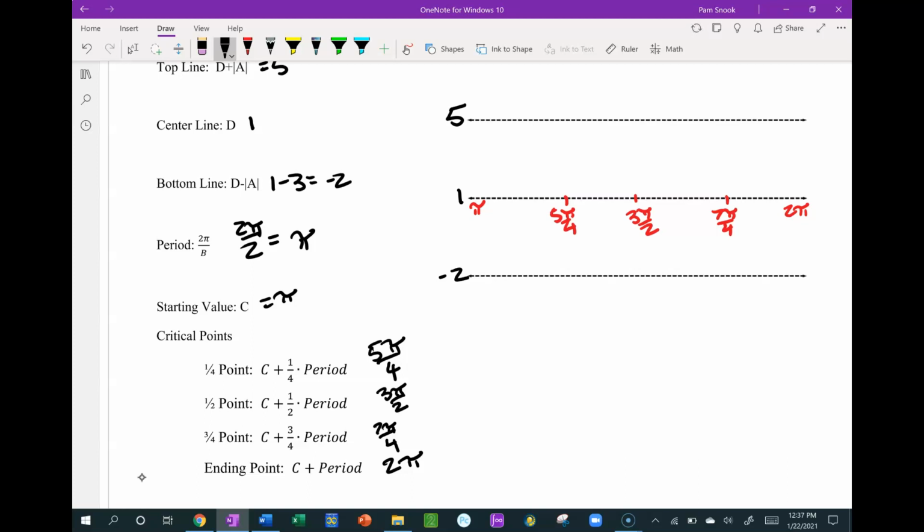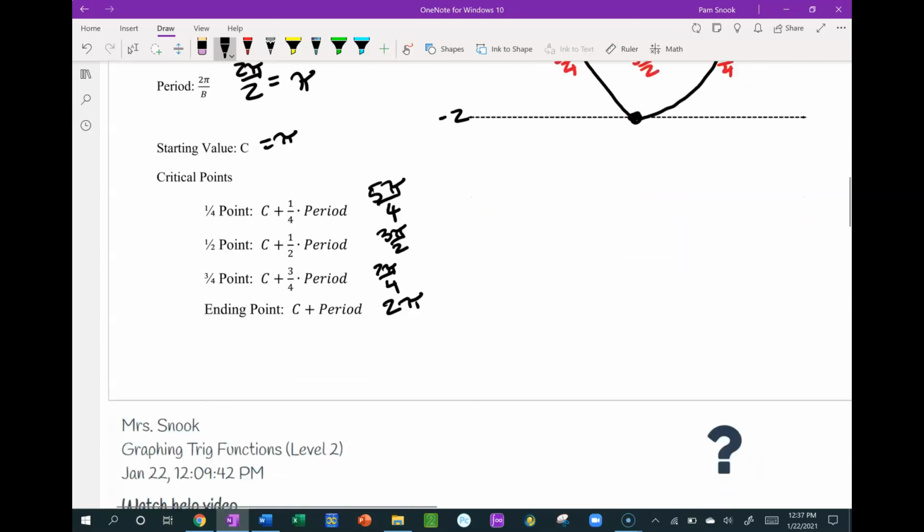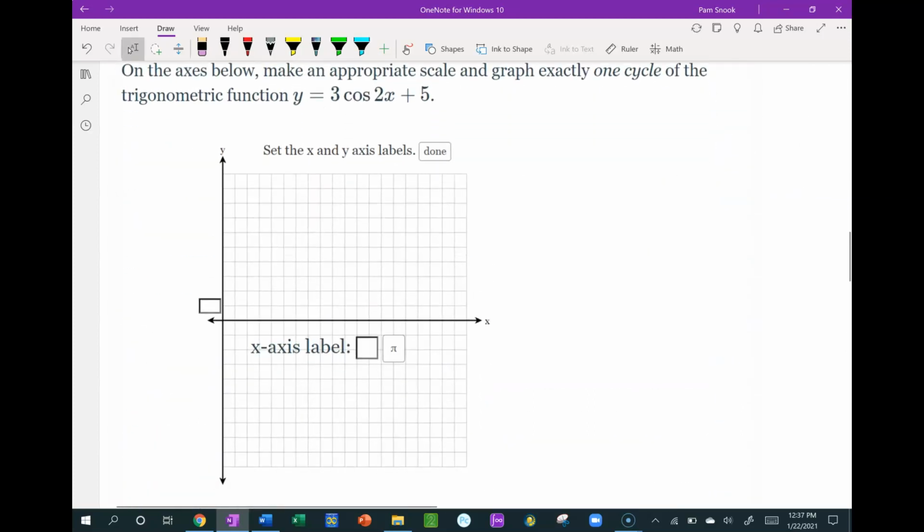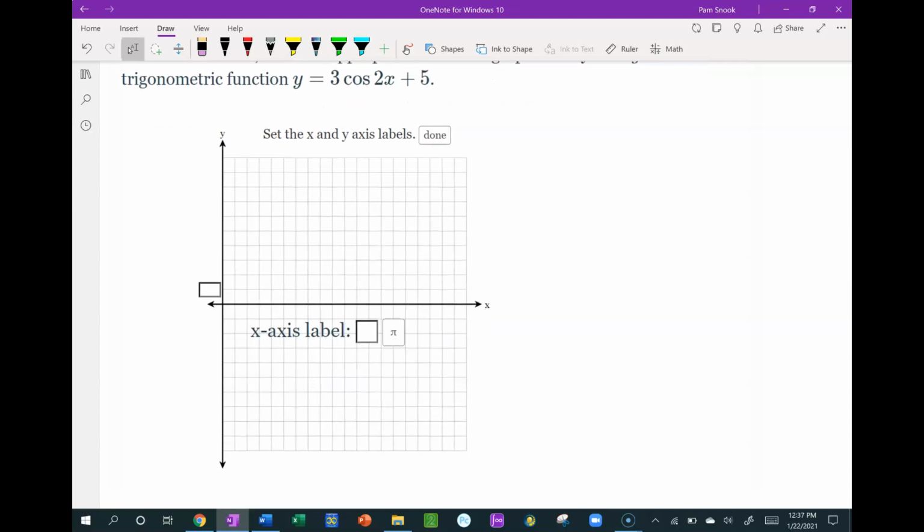Cosine starts at the max, goes down to the center line, down to the min, back to the center line, back to the max. So there you have it. There's our cosine graph. Let's do one for Delta Math. It's going to work the same way as we did with the sine.